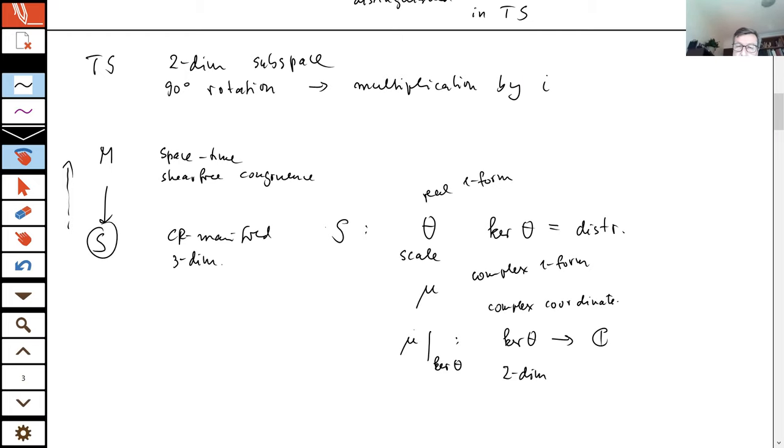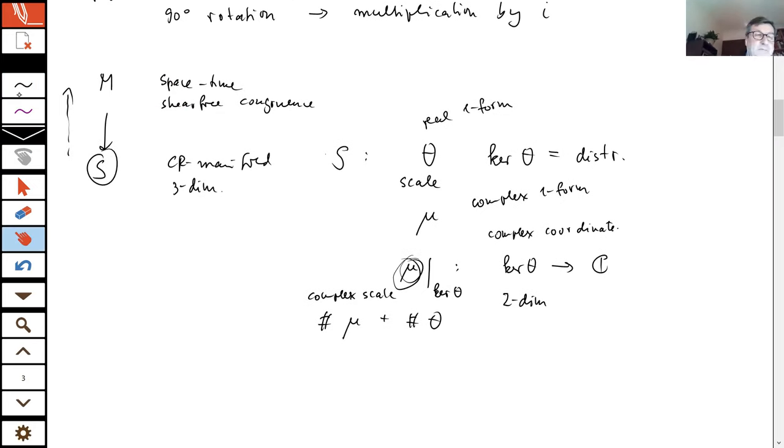Again, for this form, it does not matter what happens outside of the kernel of theta. So we can actually add a multiple of theta, and nothing will change because we don't care what this form does outside the kernel of theta. So we can add a multiple of theta, and we can also scale this. We can multiply this by a complex number. And again, the complex structure will not change. So we have to have in mind that this one-form mu is only determined up to a complex scale and up to adding a multiple of this form theta, which vanishes on the distribution we are interested in.